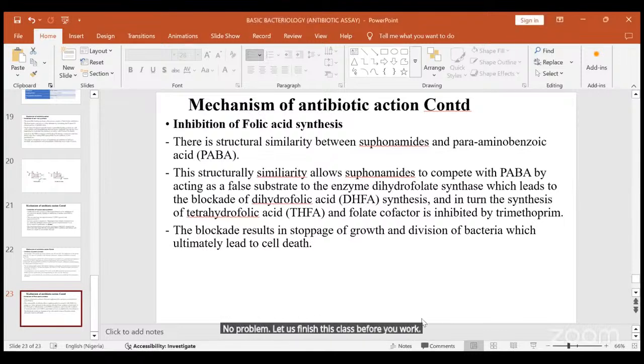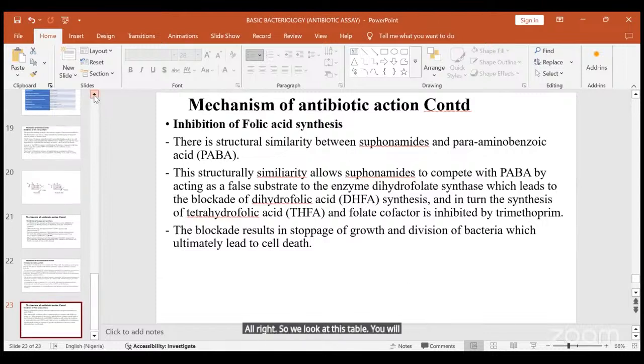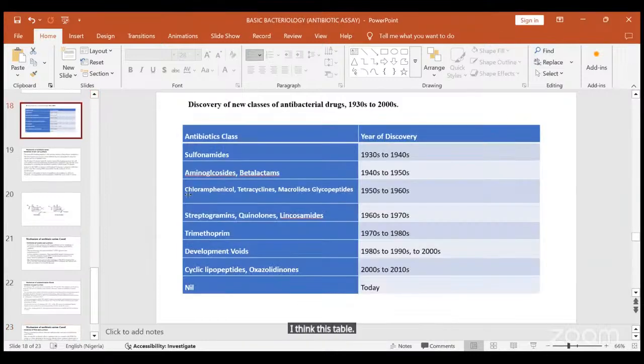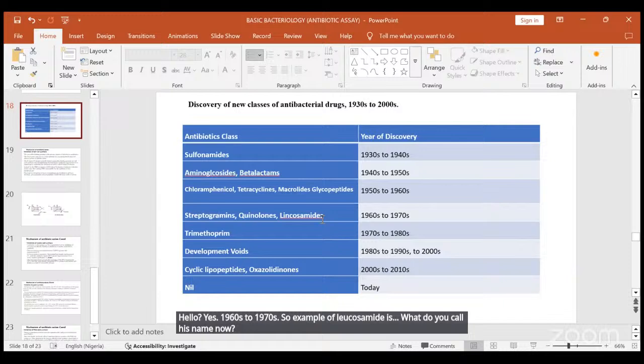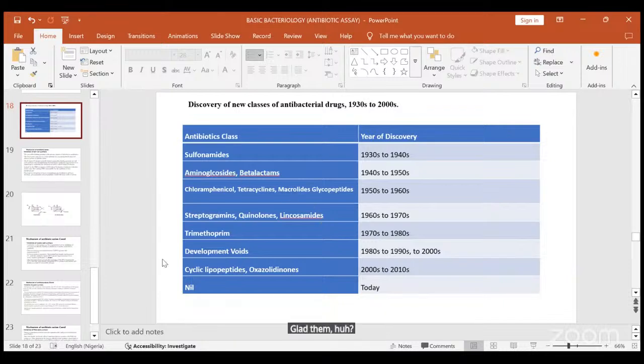Do you have any other question? I think we have finished the class. It's only question time. So it's lincosamide. All right, so we look at this table. You will see that lincosamide there. Have you seen my cursor? 1960s to 1970s. So an example of lincosamide is, what do you call his name now? Clindamycin. Thank you, sir. You're welcome.